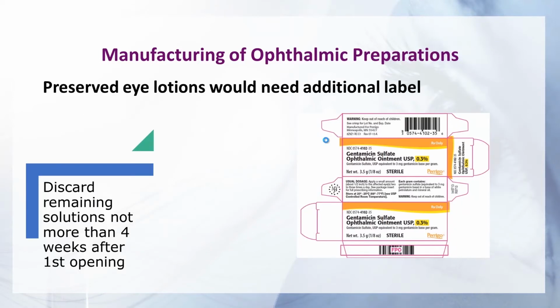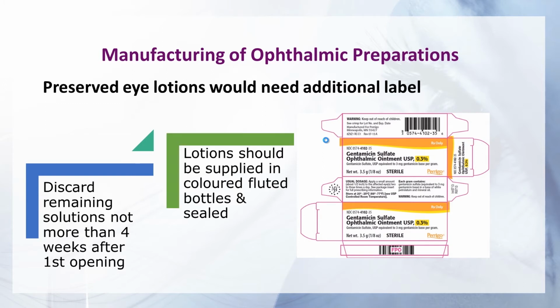The preserved eye lotions would need additional labels like avoid contamination of the contents during use. Discard remaining solution not more than 4 weeks after first opening. Lotion should be supplied in colored fluted bottles and sealed. So, these are the labeling methods of the eye lotions.